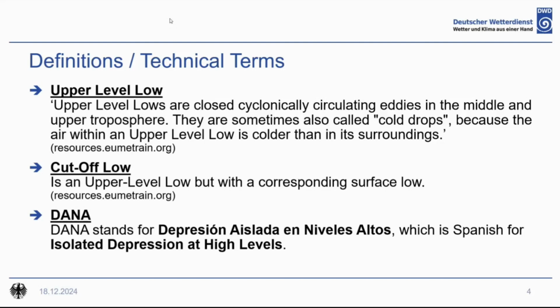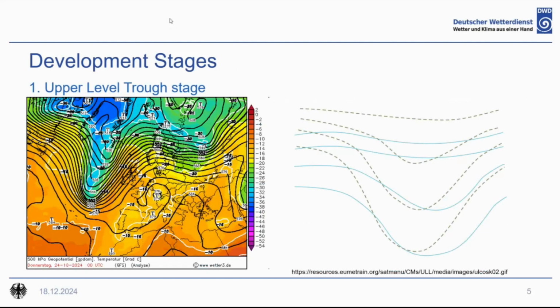All right, so let me come to the first development stage, the upper level trough stage, which we can find in our example over the Atlantic Ocean on the 24th of October this year at 0 UTC. Every cutoff process starts off with the formation of an upper level trough.